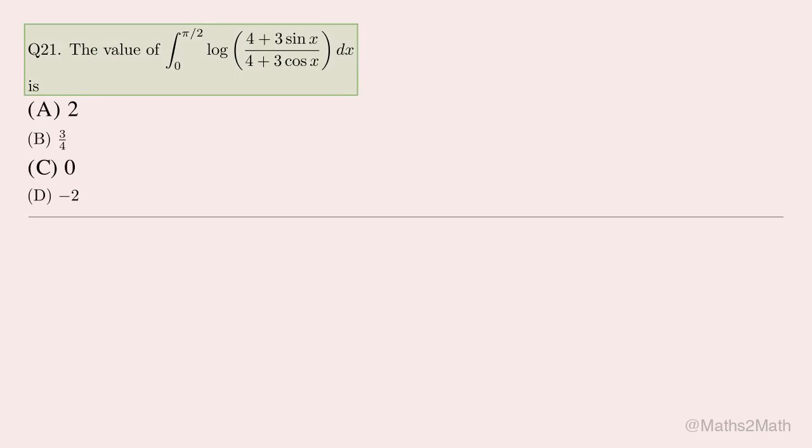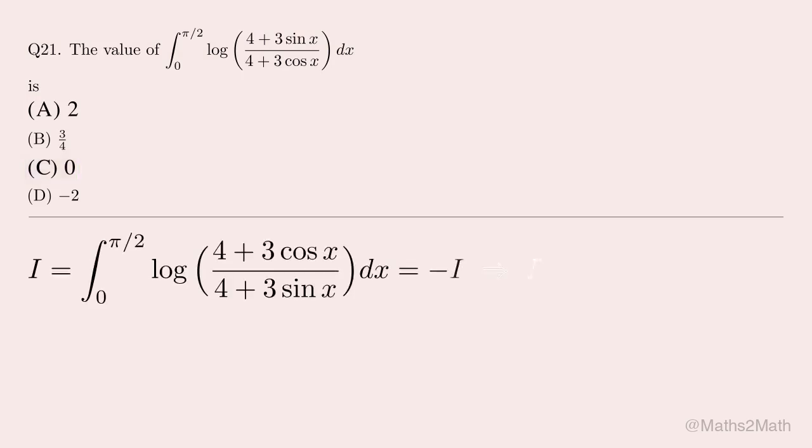Question 21, the final one, multiple choice. The reflection swaps sine and cosine inside the log. The log of a ratio flips sign under the swap. Reflecting gives the reciprocal ratio, whose log is the negative. I equals minus I, so I is 0. Option C.